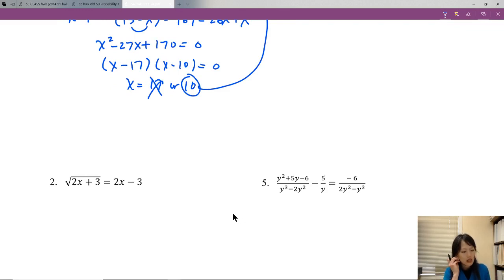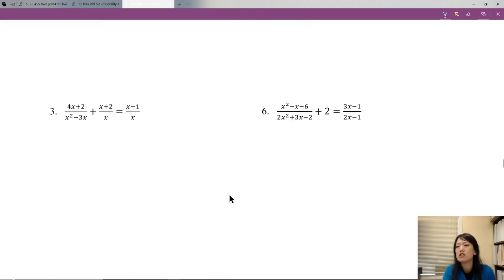Next type, number 3. What do we need to watch out for? Domain restrictions, right? So what should I do? Factor this denominator. Think about which values you don't want. So here you can see this is x times x minus 3. What are the domain restrictions? There are 2 of them. You have to say the domain is x cannot equal, or rather, x cannot be 0 and 3.